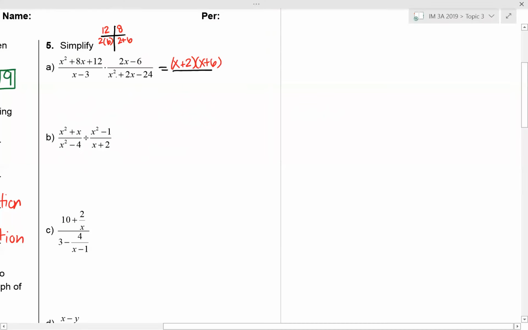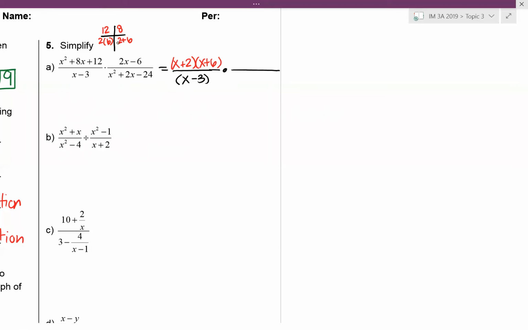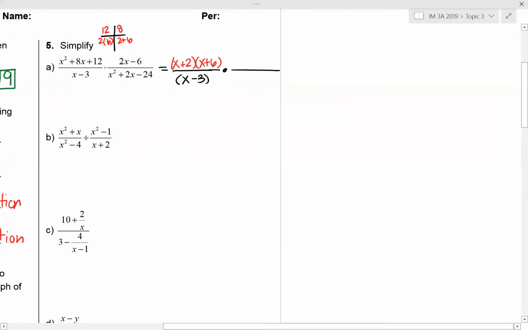When it's linear, the most I can do is a greatest common factor. X minus 3 does not have a common factor between the two terms, so I'm just going to write that as is. The numerator of the second fraction is also linear. However, it does have a greatest common factor. So both of our terms are divisible by 2. So if I factor out a 2, I'm left with x minus 3.